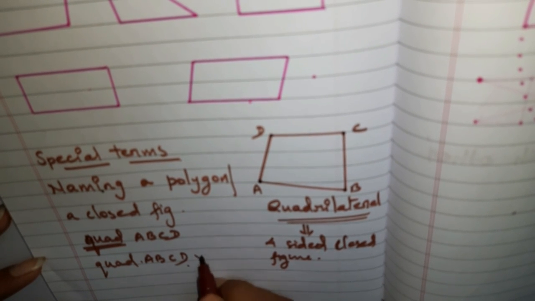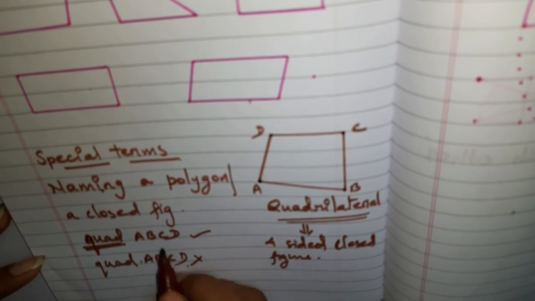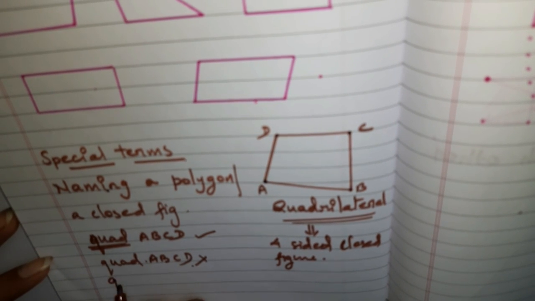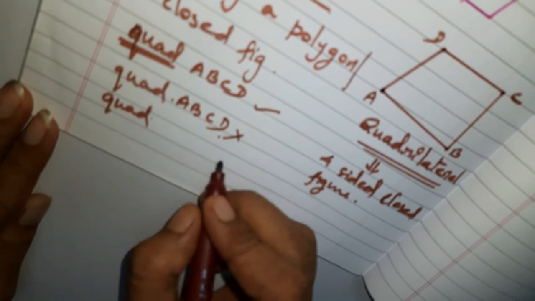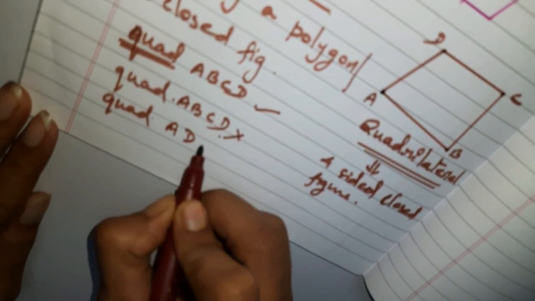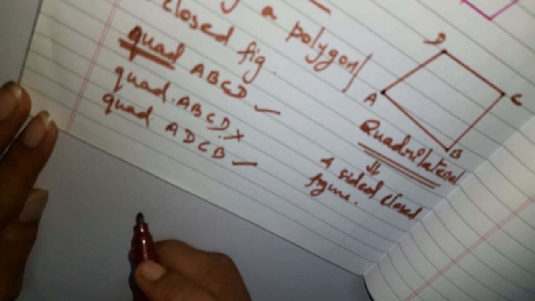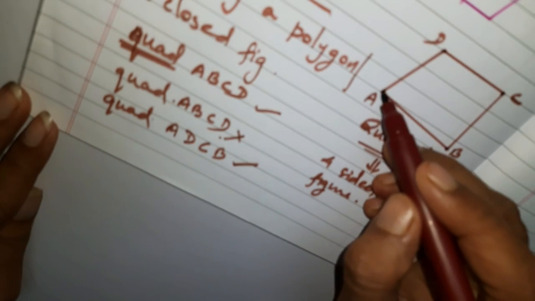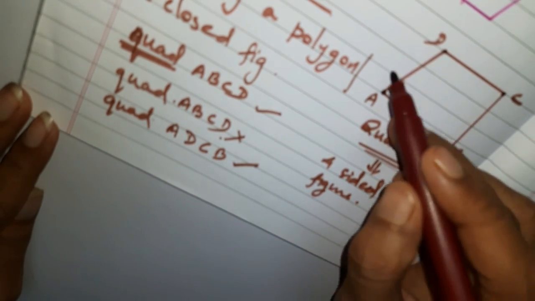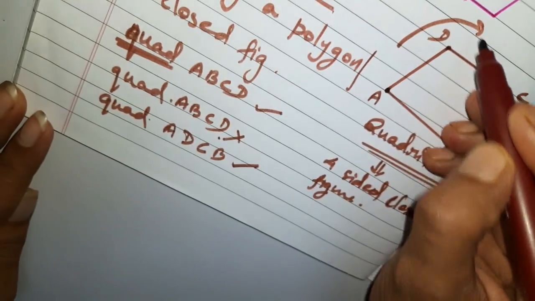No, this is not correct. This one is correct. Even if you write like this, if you let me write another name for this in another way, say if I am writing the name of this one as A, D, C, B, then this is also a correct way of writing. Why? Because I am just using a cyclic order, either anti-clockwise or clockwise.